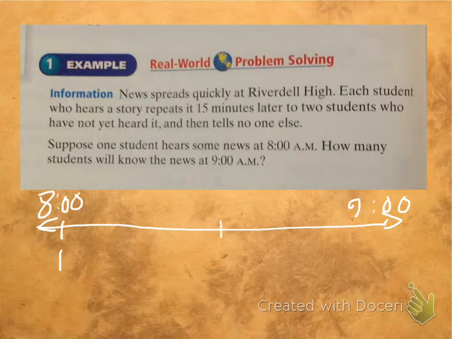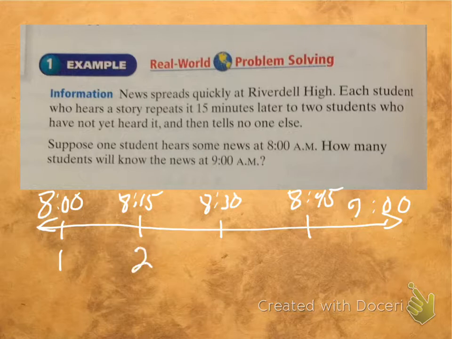I'm going to divide this number line up into 4 pieces. This is going to represent 8:15, 8:30, and 8:45. So this is the time span that the problem is starting with. I think this first step is pretty obvious. One person knows at 8 o'clock, and at 8:15 they tell 2 more people. What might be a little less obvious is that the total number of people that know right now is 3, the original person plus the 2 new people.